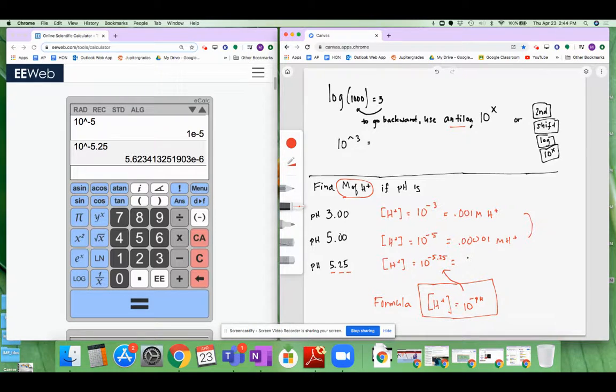Now you're wondering, well, how many significant figures should I use? I haven't been following sig figs over here because I was just showing you the numbers. Here, this has been logged. There are 2 decimal places. That means you only get 2 significant figures: 5.6 times 10 to the negative 6. That is the molarity of the H plus. So I just showed you how to get the molarity of H plus if they give you the pH.